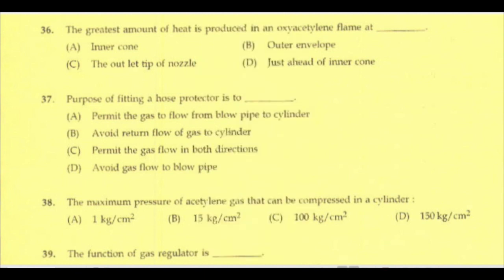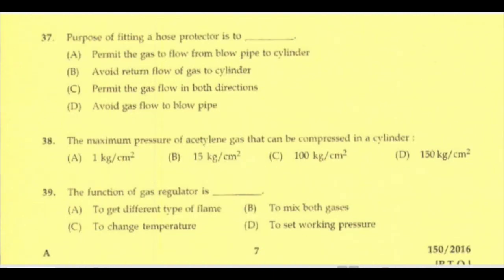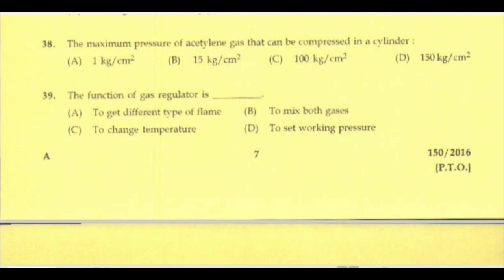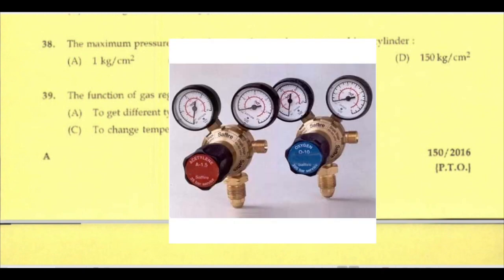The maximum pressure of acetylene gas that can be compressed in a cylinder should be 50 kg per centimeter square. The function of a gas regulator is to get different types of flames.